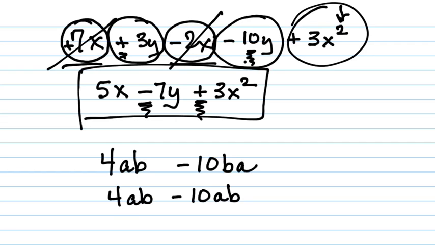So then, are the signs the same or different? Different signs, right? So the 10 is the biggest one. So what's the answer going to be? What sign? Negative. And 10 minus 4 is 6. Negative 6 AB. So watch out if you have more than one letter. They may try to trick you by putting them out of order. Okay? How's it look?